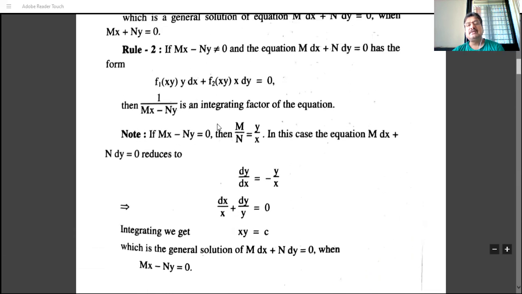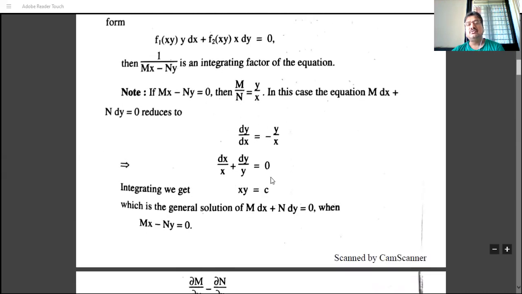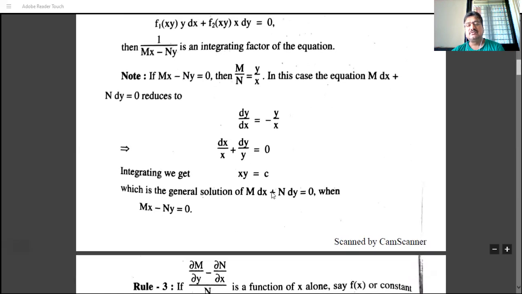So we check Mx - Ny. If it is not equal to 0, then 1/(Mx - Ny) is its integrating factor. Then we multiply that differential equation by 1/(Mx - Ny) and find the general solution of that differential equation. Or if Mx - Ny is 0, then xy = constant is its solution.